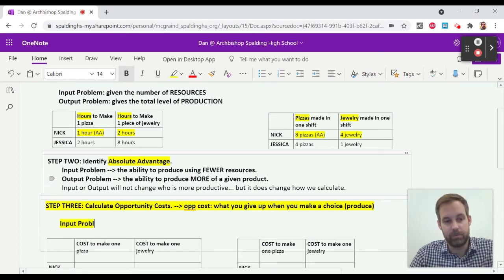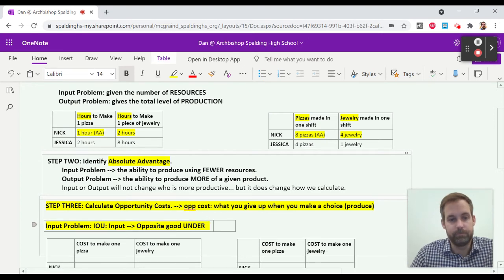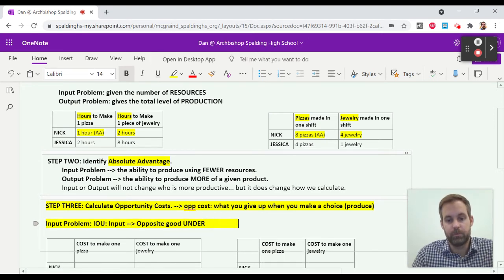In an input problem, we're going to use the concept of IOU. Input problem, you do the opposite good under on the fraction. So we're going to make a fraction here and we're going to put the opposite good under. For an output problem, we're going to do the opposite good over. So output, we're going to say O, opposite good over. So in an output problem, just to give you that, output, opposite over.